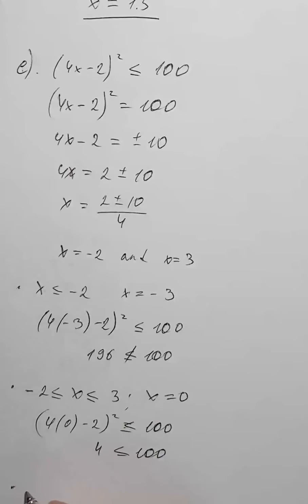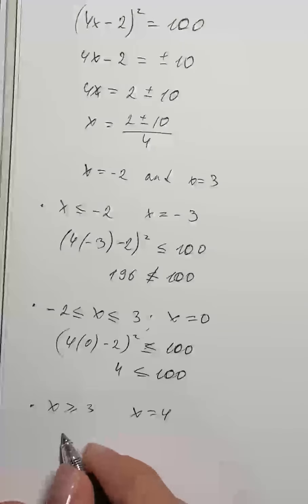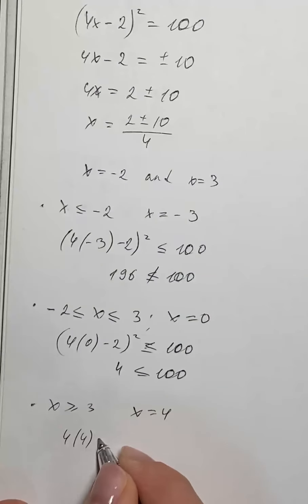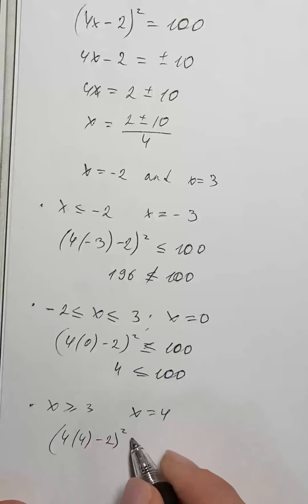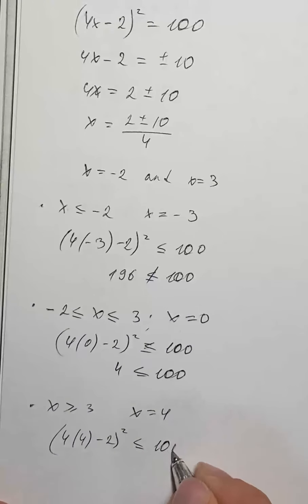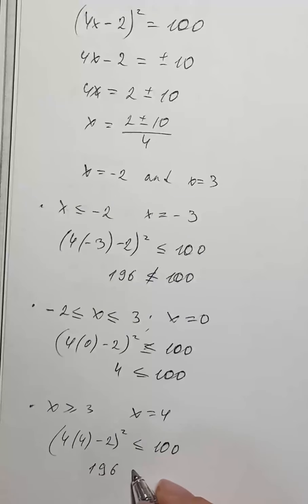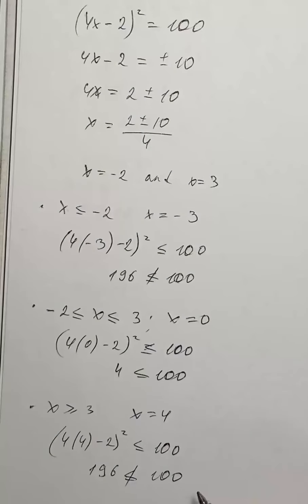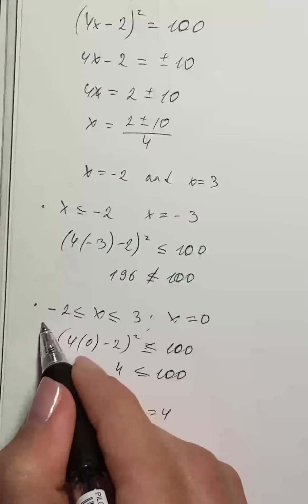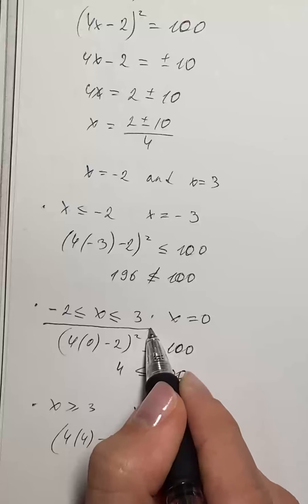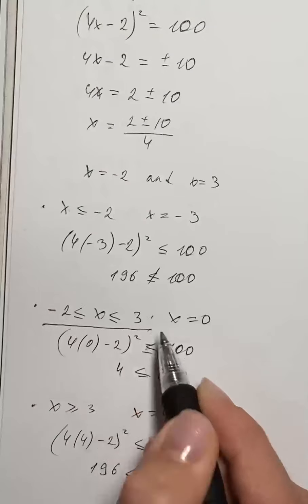And the last region is x is greater than 3. Our test point is x equals 4, and we get (4 times 4 minus 2) all squared is less than 100. So we get 196 is not less than 100. So the solution of the inequality is x is greater than negative 2 and less than 3.